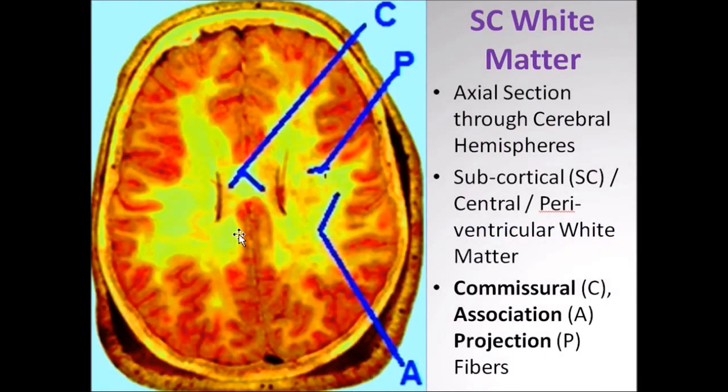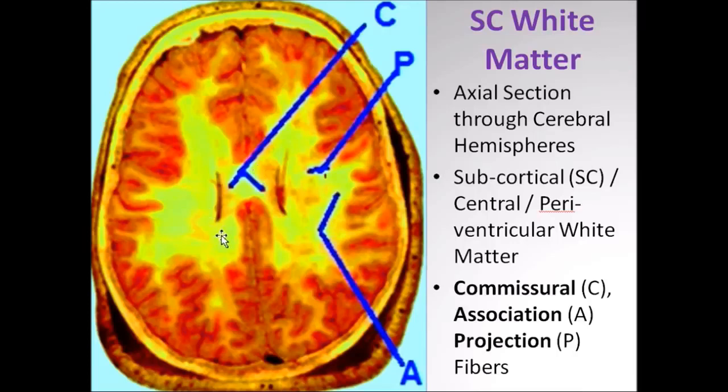Let's take a look at an axial section through the brain. When we take an axial section through the brain, we see first a thin rim of gray matter, which is referred to as the cortex, the cerebral cortex. But let's focus on this white matter here. This is referred to as the subcortical white matter, which becomes confluent with the central white matter and which merges with the periventricular white matter.